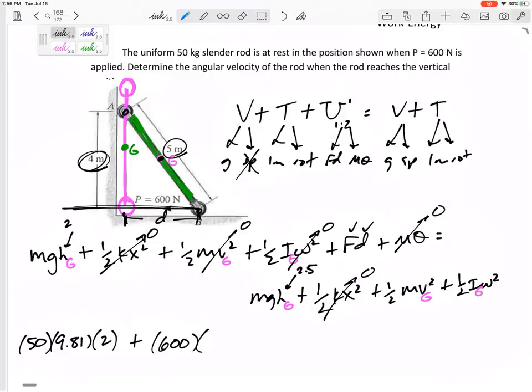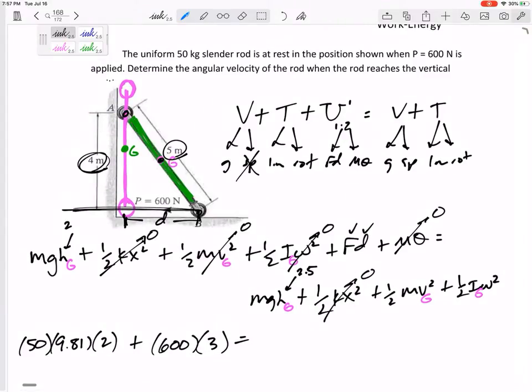This is a 4, the hypotenuse is 5, a squared plus b squared equals c squared. That distance is 3 meters. And the 600 newtons is in the same direction as it's traveling, that 3 meters. So that's a plus 600 times 3. That's all we have on the left-hand side.